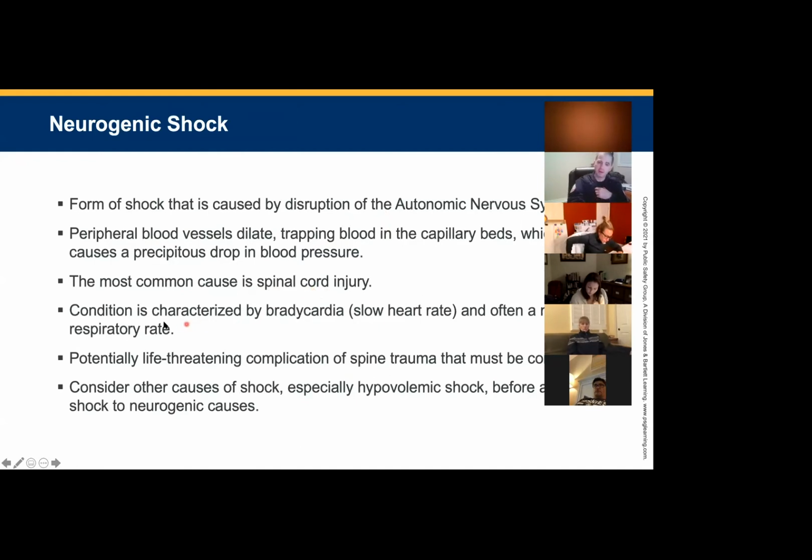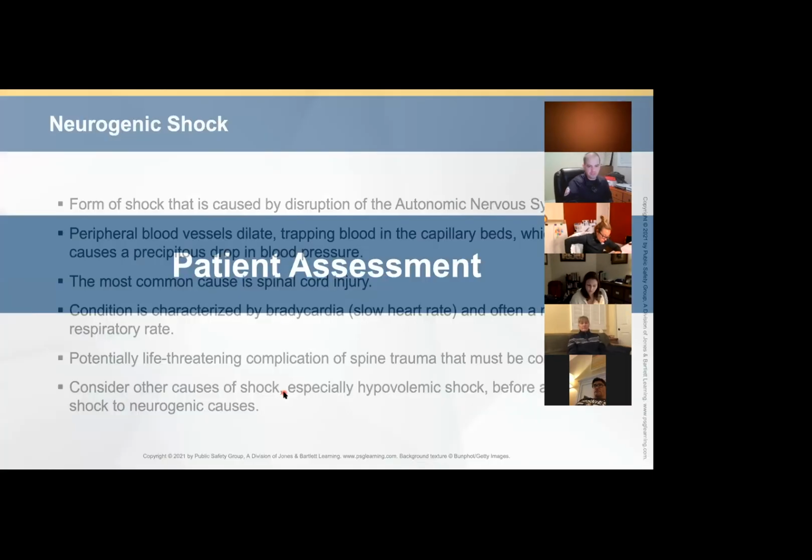When we talk about hallmarks, we usually see that these individuals have bradycardia, or a slow heart rate, and often a normal respiratory rate. Sometimes we may also see redness below the spinal injury itself. These can be potentially life-threatening, so we want to make sure that we treat them appropriately, treat for shock, put them on oxygen, and get them down the mountain as quickly as we can. We also want to consider other causes of shock, especially hypovolemia, before thinking it's neurogenic in nature.